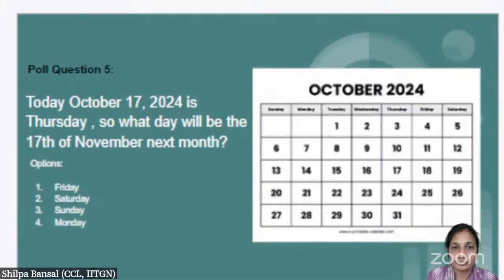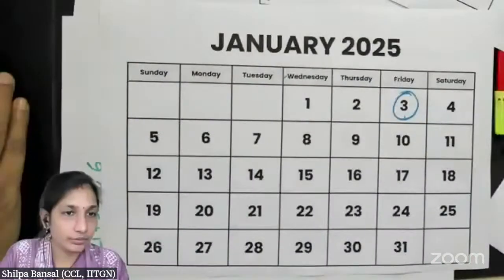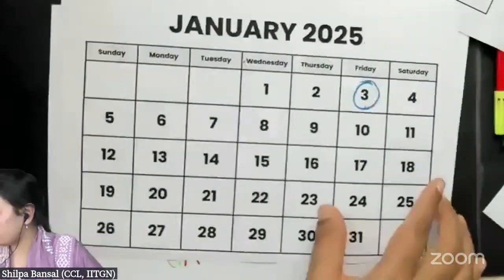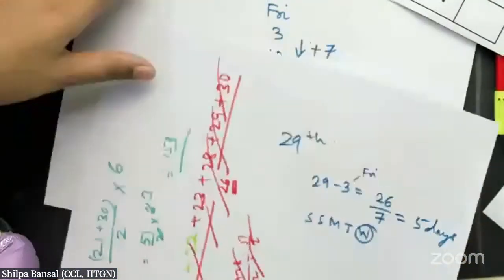Okay. So let me end because I have to do fast. Most of you have said it is Sunday and it is correct. But let's see how it is done. I have to remove this paper.